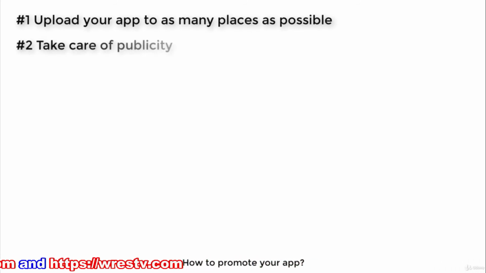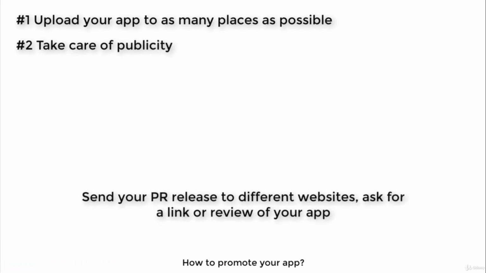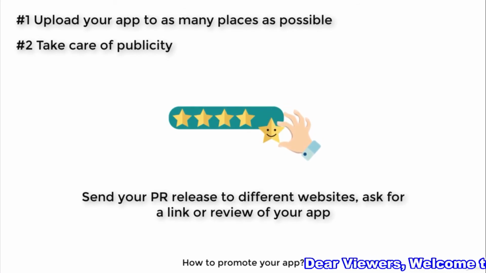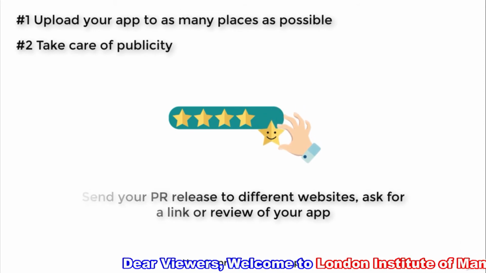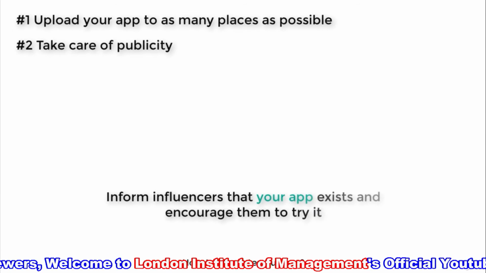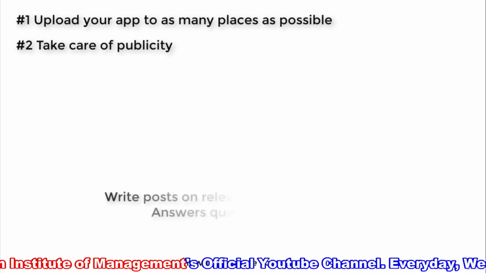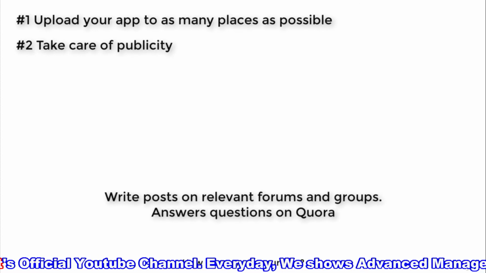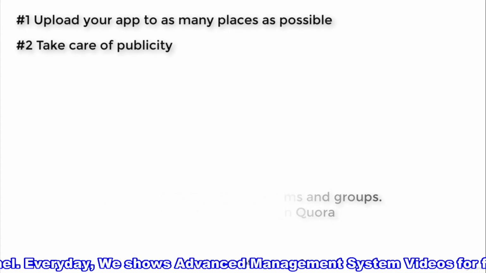Number 2. Take care of publicity. Send your PR release about the launch of your app to all relevant websites. Ask for a link. Ask for a review. Some of the websites refuse, some of the websites ignore, some of the websites agree, and some of them would like money for it. Inform influencers that your app exists. If it's good, maybe they will start using it. Write posts about your app on relevant forums and groups. Answer questions on Quora and mention your app as a solution. If you won't fight for your app, nobody else will.